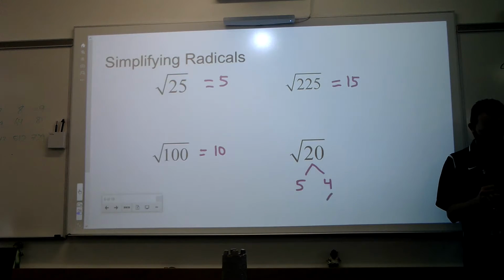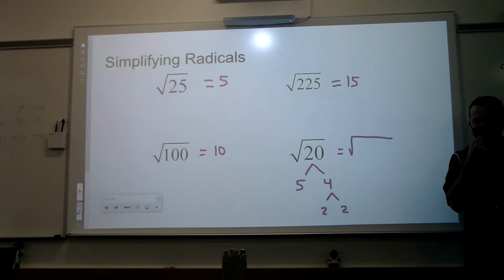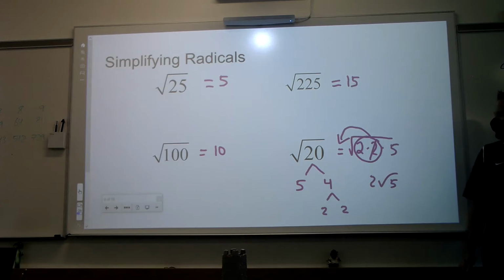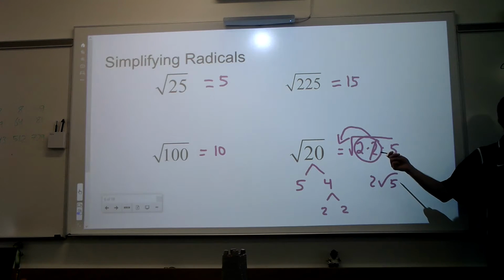Do you guys remember doing this? Yes. Well, of course you do, I was asking the others here. So this is prime factorization, 2 times 2 times 5. And then you're looking for buddies here, or pairs. And then only 1 comes out, so the square root of 20 is 2 square roots of 5. Okay, raise a hand. How many of you remember doing this last year?